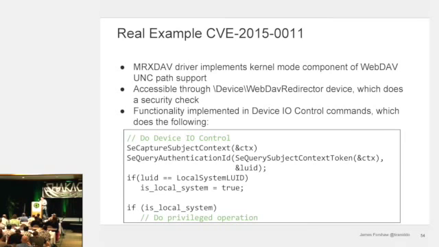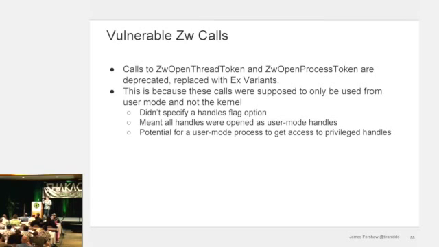I think the final one on this is vulnerable system calls. So I showed that there were some system calls you can call to get access to these tokens. There was an earlier version of this. When you actually see them now, the only documented ones are the EX variant, so SeOpenThreadTokenEx. And there was basically a bug in these system calls from a kernel caller perspective.